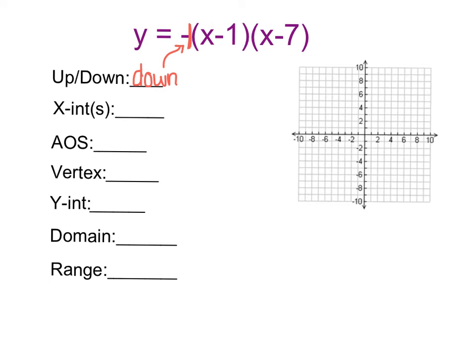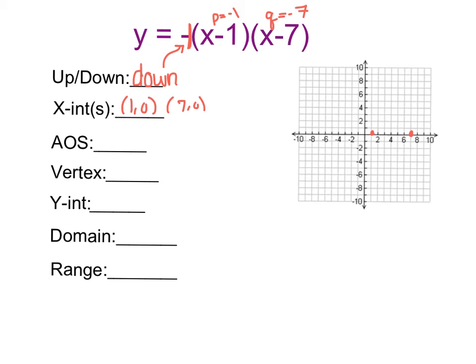Then from here we find our x-intercepts, which are the opposite of p and q. So here we have p is -1, q is -7. So our x-intercepts are occurring at (1, 0) and (7, 0). So I can go to my graph and plot those, and I can see my x-intercept points.